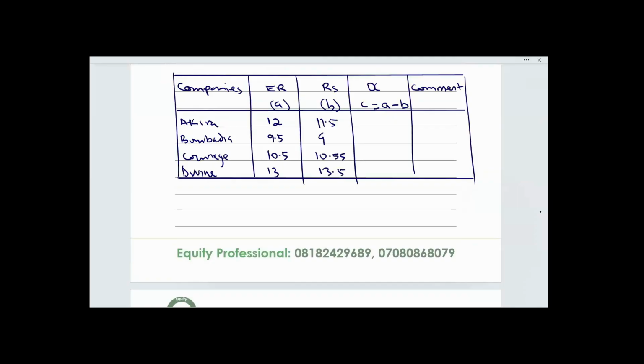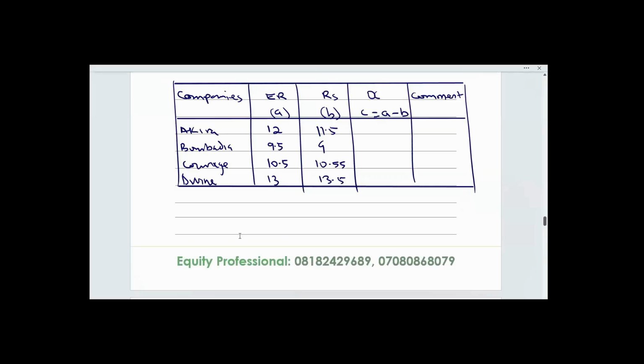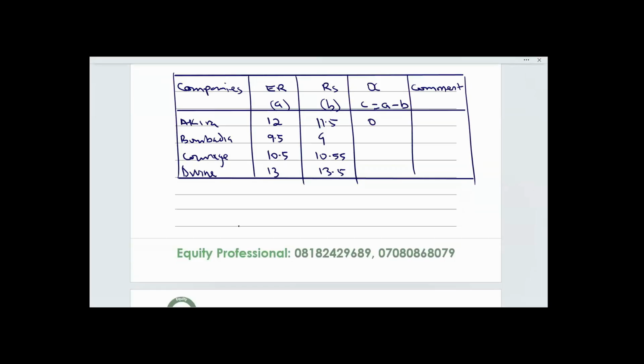So we need to find the difference between the expected return and the required return. The first one is 0.5. The second one is 0.5 still. Then minus 0.05, right? Yes, sir. And then minus 0.5. So like I told you, once your alpha is positive, it means that the security is undervalued. So this one is undervalued.